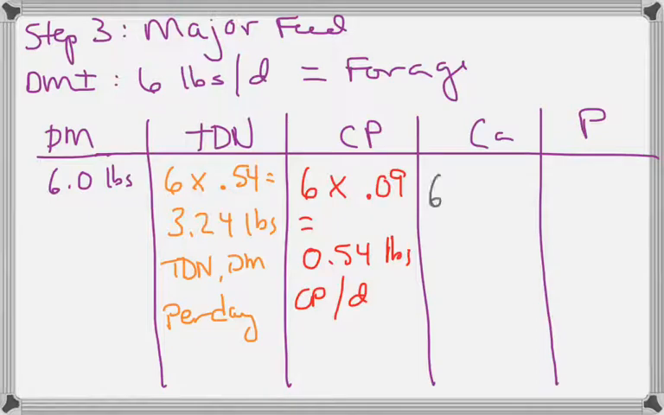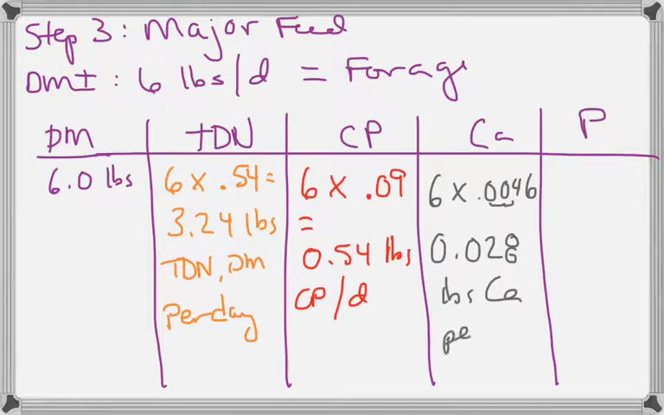It's going to be 6 pounds times 0.0046. Because if you look at the Bahia grass pasture, it's 0.46% calcium. So you still have to move the decimal place twice. And so that gives us 0.028 pounds of calcium per day. That's an 8 there in case you can't read that.